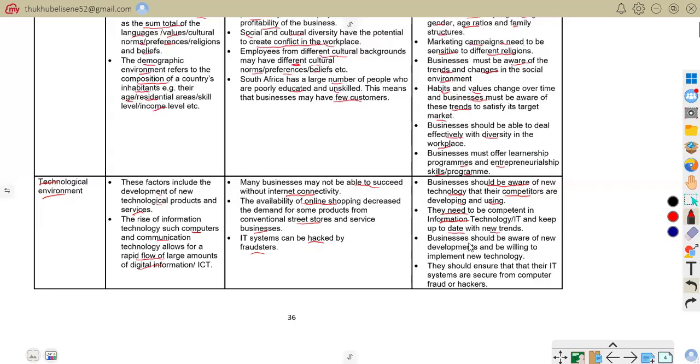Business should be aware of new developments and be willing to implement new technology. Implement new tech. Adopt innovations, for example, using automated machines. They should ensure that the information technology systems are secure from computer fraud or hackers. Secure IT systems, protect data, using strong passwords. Let us move on.